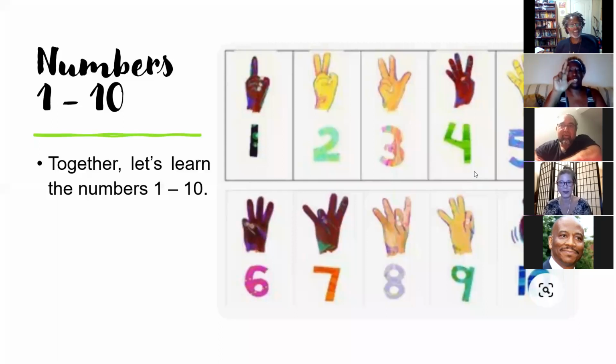23. So you put the 3 handshake and you wiggle your middle finger. 23. 24. So you see the 2 changes. This is 2 now. 24. And then 25 is just the 5 handshake, and you wiggle the middle finger.